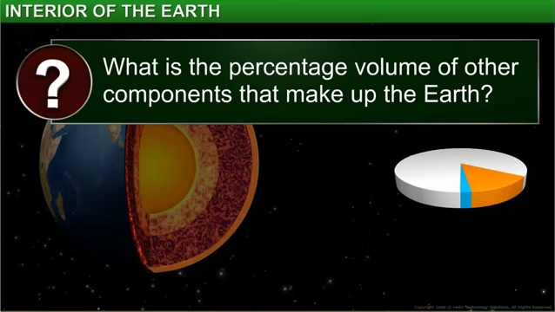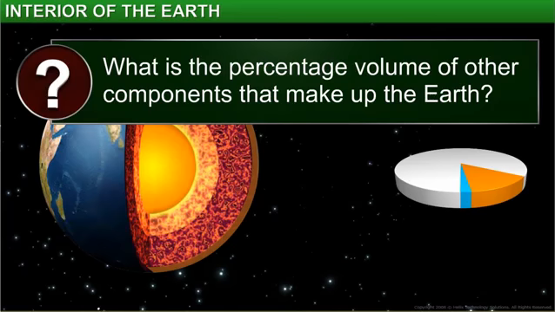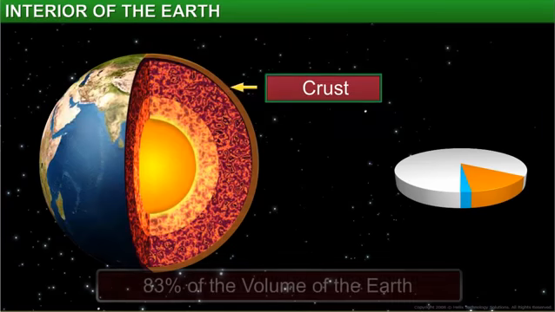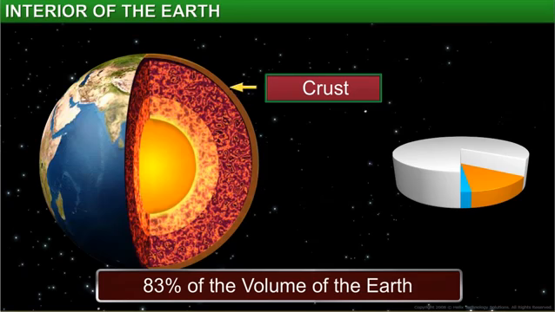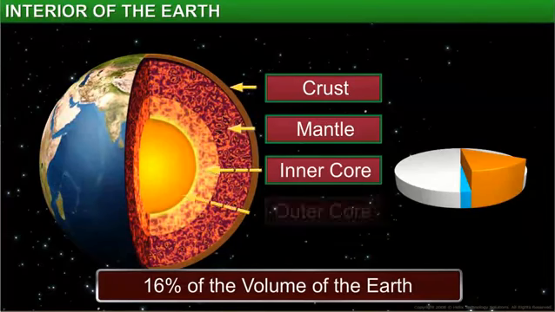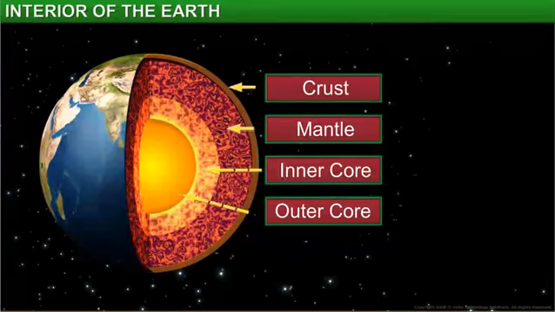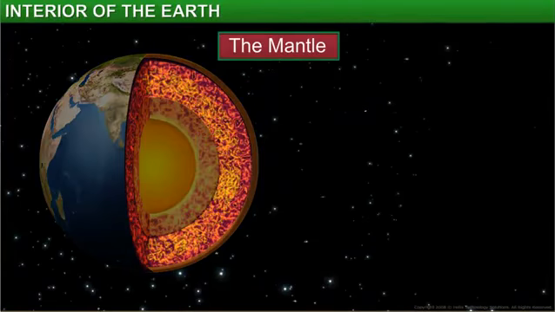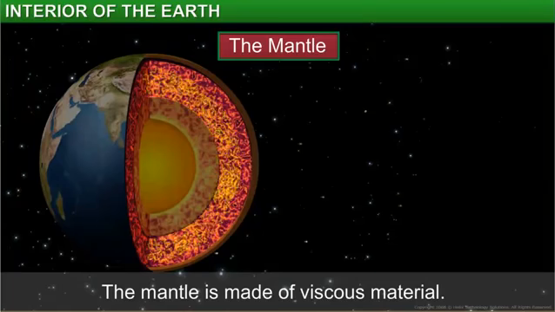So what about the other components that make up the Earth? Well, 83% of the Earth is made up of the mantle, and the remaining 16% consists of the inner and the outer cores. The mantle lies just below the Earth's crust and is 2,900 kilometers deep. That makes it the thickest among all the layers that comprise the Earth. It is made up of viscous material.